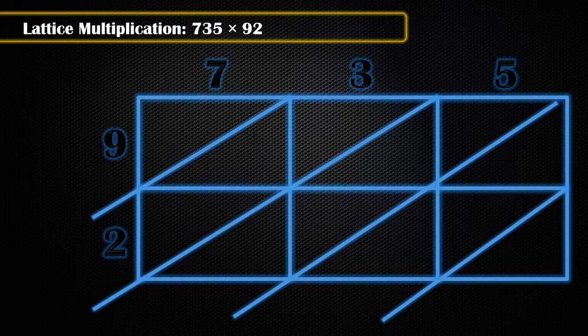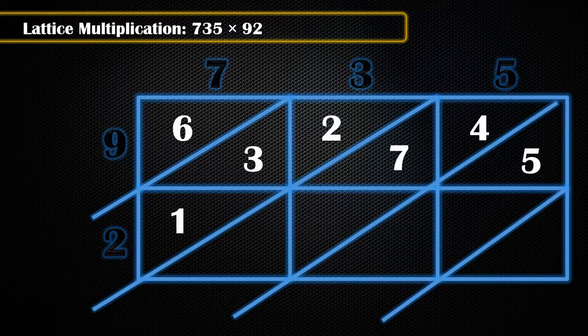Therefore, 7 multiplied by 9 is 63. 9 multiplied by 3 is 27. 9 multiplied by 5 is 45. 2 multiplied by 7 is 14. 2 multiplied by 3 is 6. 2 multiplied by 5 is 10.